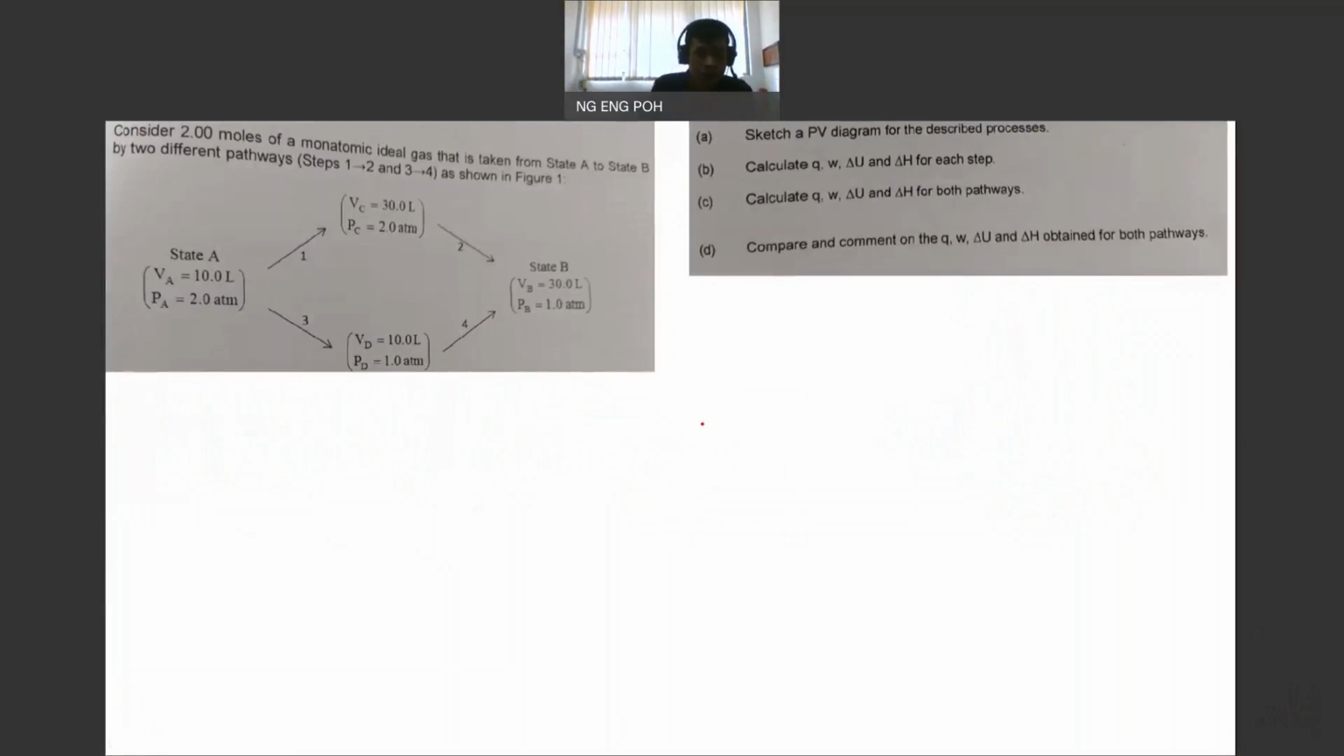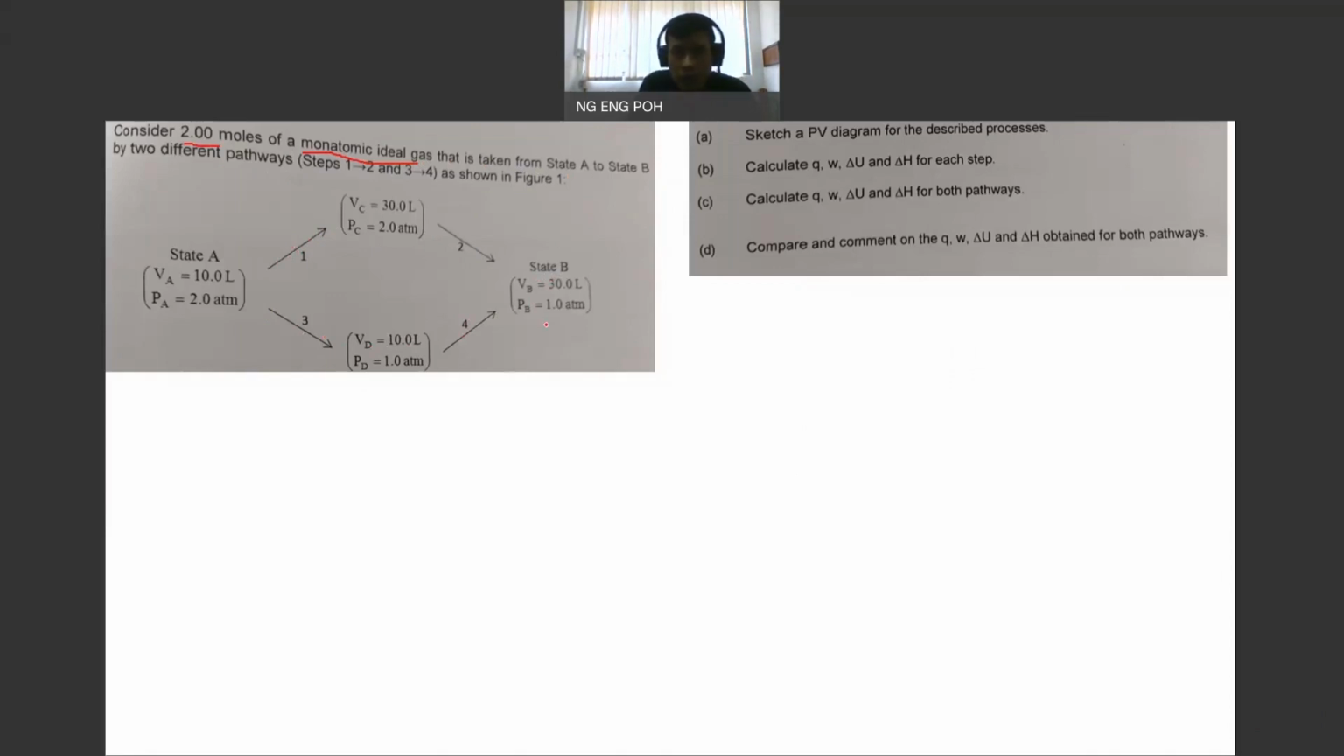We will continue again with this example. Consider 2 moles of a monatomic ideal gas that is taken from state A to state B by 2 different pathways. Here you have the first pathway from step 1 to step 2 and reach state B. Then the second pathway uses step 3 and step 4 to state B, as shown in this figure 1.